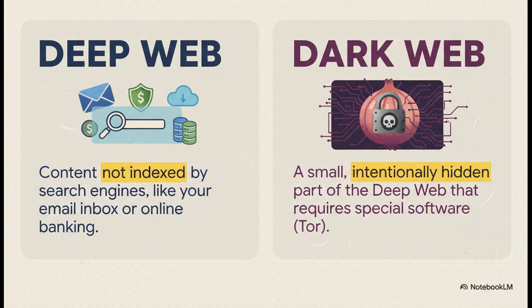So here's the key difference. The deep web isn't some scary secret place. You're actually on it all the time. It's just stuff that search engines can't get to, like your email inbox, your online bank account, or your private medical records. But the dark web? Now that's different. It's a very small part of the deep web that's deliberately hidden and built for total anonymity. You can't just stumble upon it. You need special tools to get there.